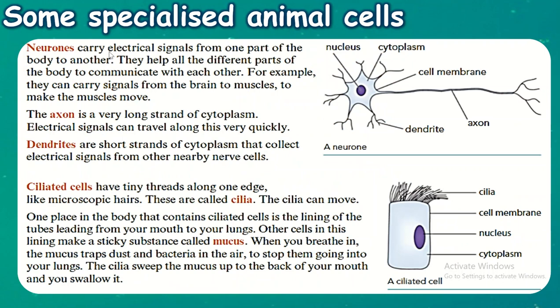Neuron. Neurons are cells which carry electrical signals from one part of the body to another part. They help all the different parts of the body to communicate with each other. So, neuron cells are found in the nervous system.